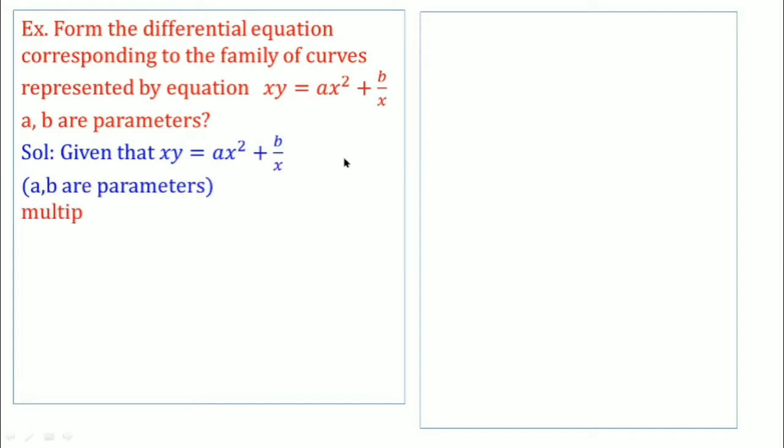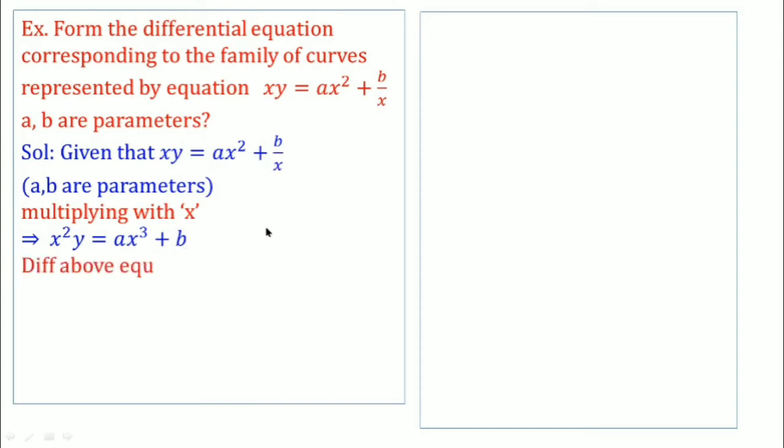So we multiply the equation. Here to form the differential equation again we have to eliminate a and b. So first we multiply the equation with x. Then we get x² × y. So when we multiply this one with x² y, here we get ax³ plus b/x into x means we get b only.